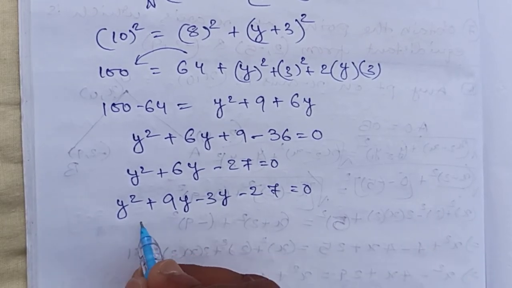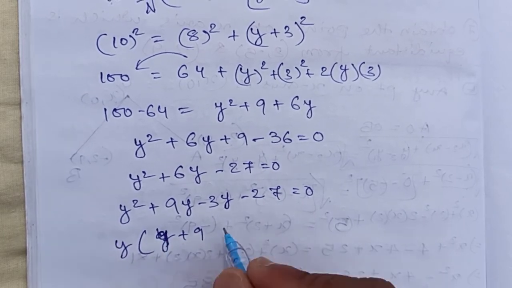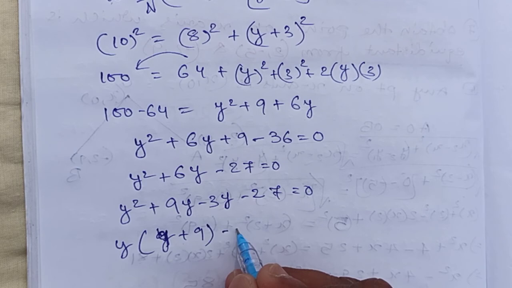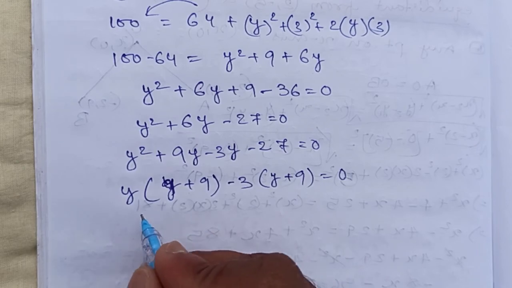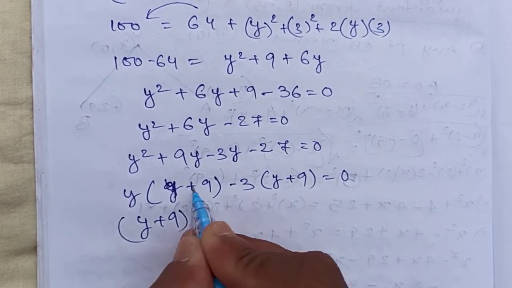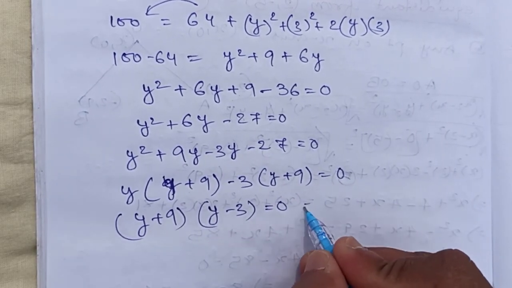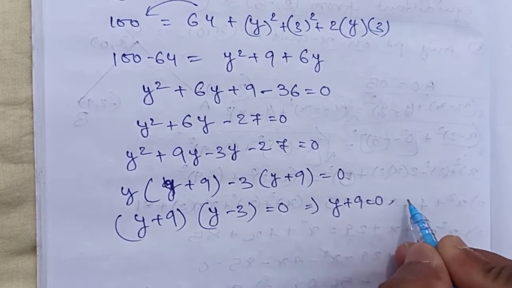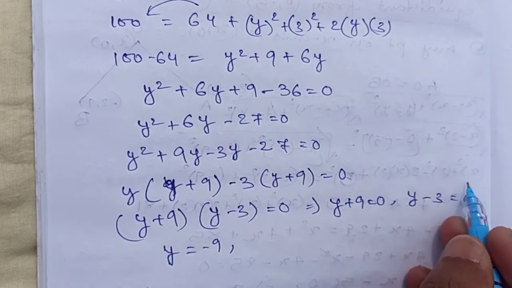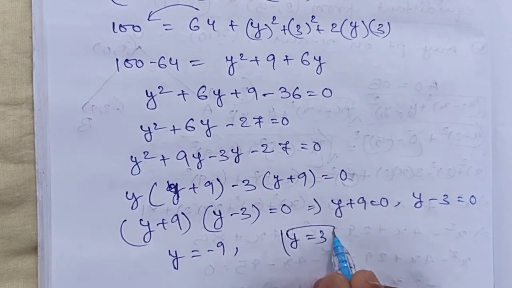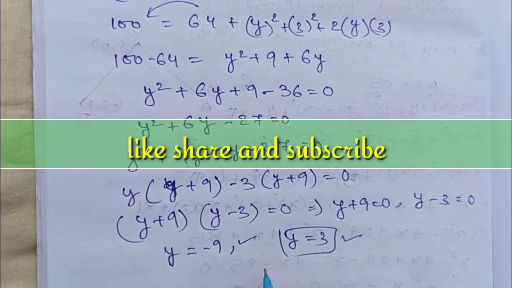Now take y common: y (y plus 9), minus, take minus 3 common, (y plus 9) equals 0. (y plus 9) is common between them, and combine (y minus 3) equals 0. Now equate it: y plus 9 equals 0, and y minus 3 equals 0. When we take 9 to that side, it will become minus 9, and when we take 3 to that side, it will become plus 3. So the value of y can be minus 9 or 3. Both values can be taken. Okay.